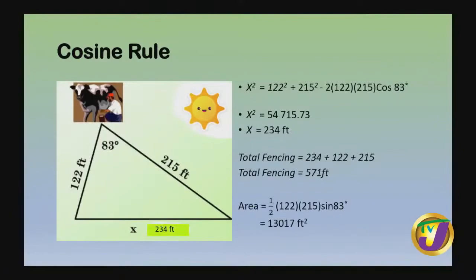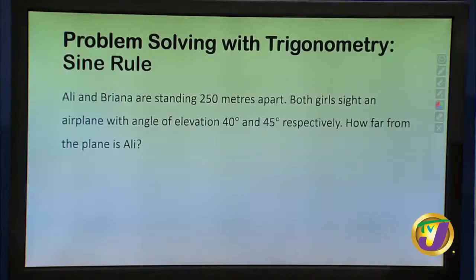So here we have a question, with two girls. Before you solve it, let's read it. Ali and Brianna are standing 250 meters apart. Both girls sight an airplane with angles of elevation 40 degrees and 45 degrees respectively. How far from the plane is Ali?